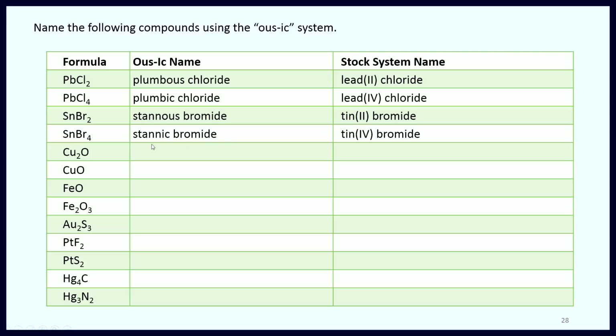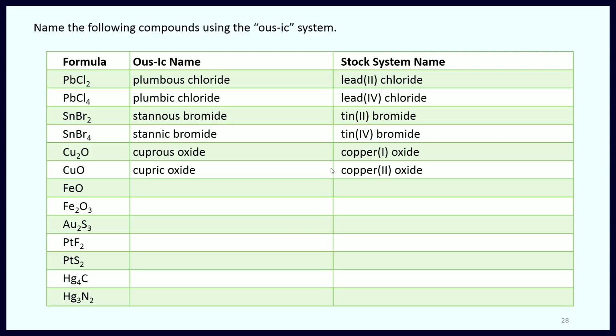Now, copper has two oxidation states, +1 and +2. The first formula is copper 1 oxide, and therefore that would be called cuprous oxide. The second formula, CuO, is copper 2 oxide, which thus is called cupric oxide.